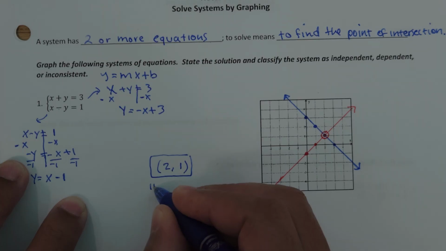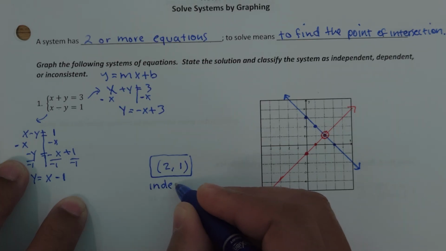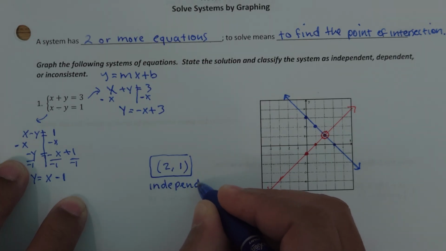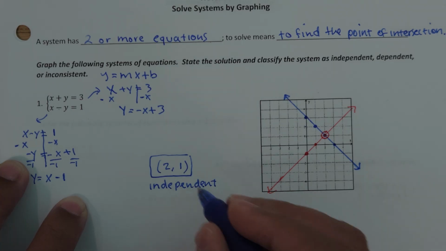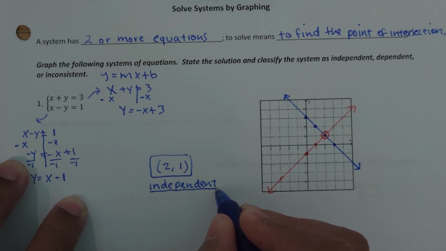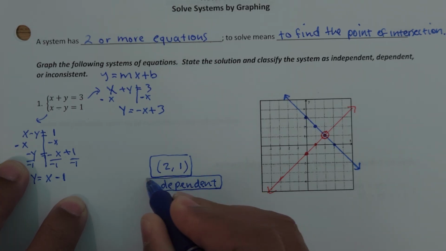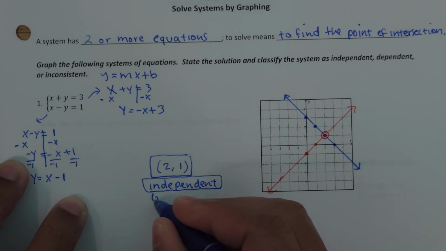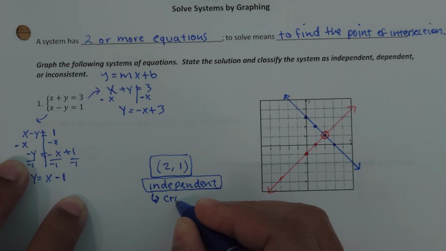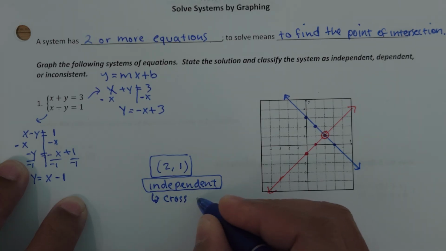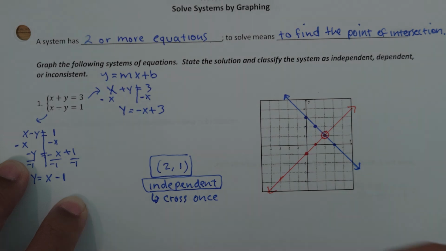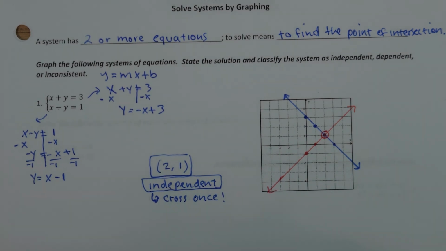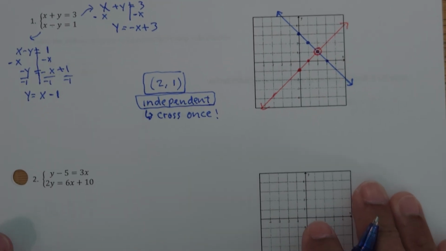Whenever you have only one intersection, that's an independent system. Why? Because there's only one crossing. The lines cross only one time, and that's the reason why. Okay, so with that said, let me go over the second example.